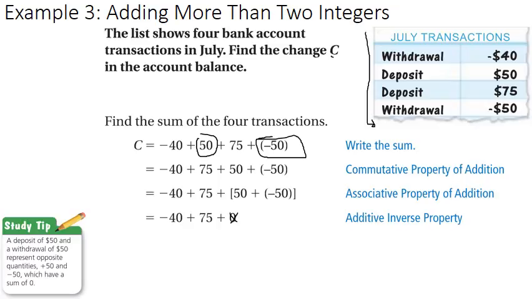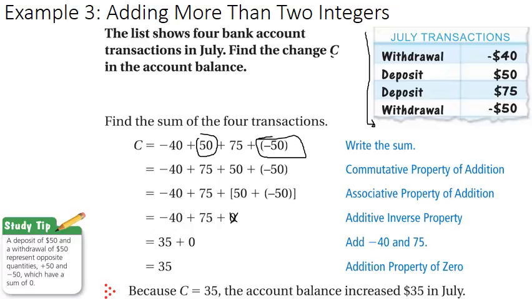Now, they're two numbers with different signs, which means we're going to be working with subtraction. So you have a 75 minus a 40, and that's going to end up becoming 35. So once we hit 35 plus 0, again, that's just 35. And so we can say, hey, I just added all those numbers together without any problem at all. So because C is equal to 35, the account balance increased by $35 in July. Now, if C had ended up being negative, just through some sheer chance, that actually means that the account would have decreased rather than increased.